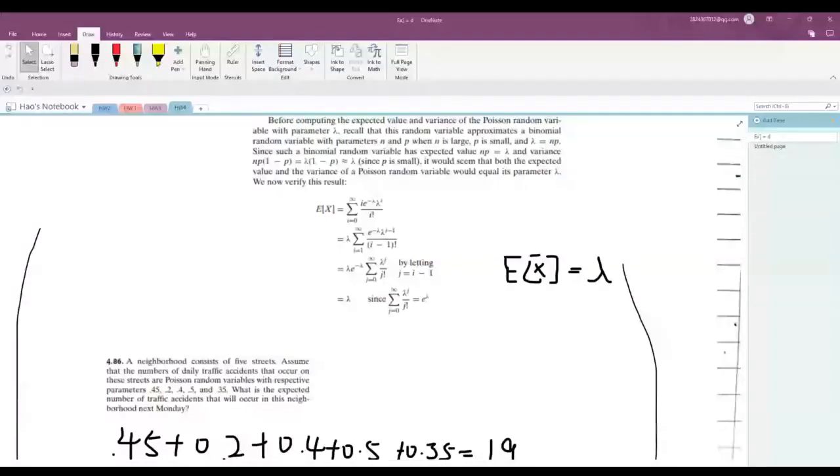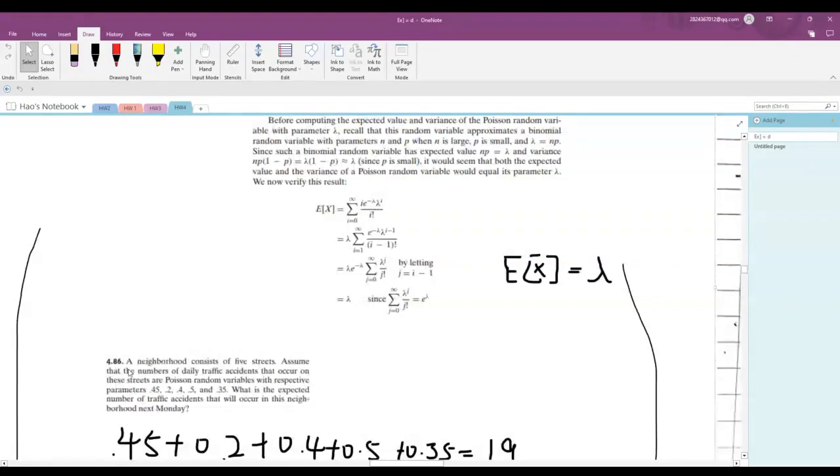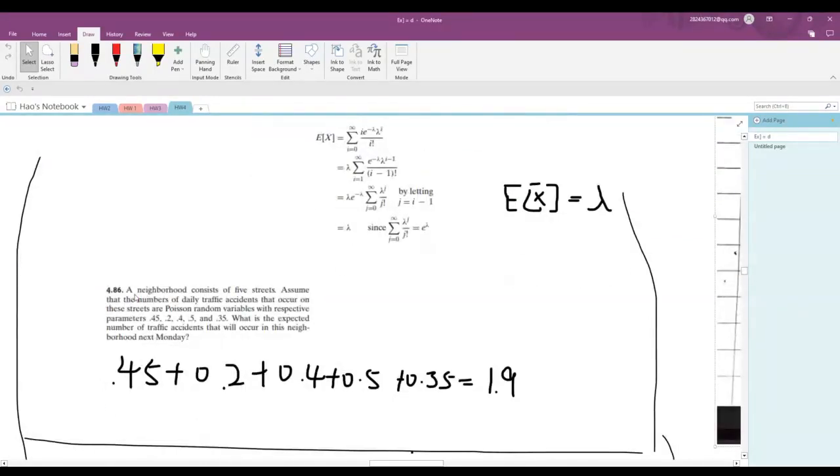Okay, next one. We still have Hall, Kara, Shuyin, Yinping. Okay, how is it coming? For question 4.86, you need to go to this proof to know that the E of x is equal to lambda. Then what is the question? 4.86. Right, let's read the question first, so we know what to do.